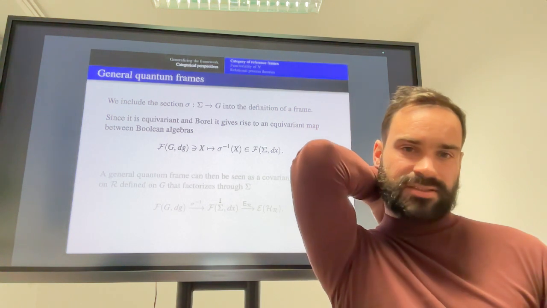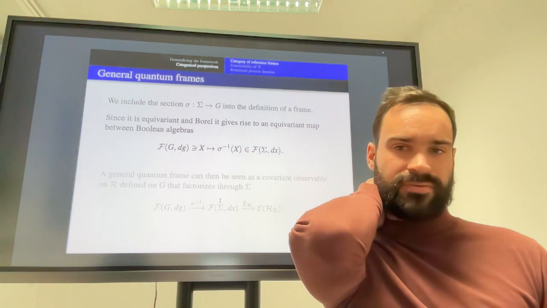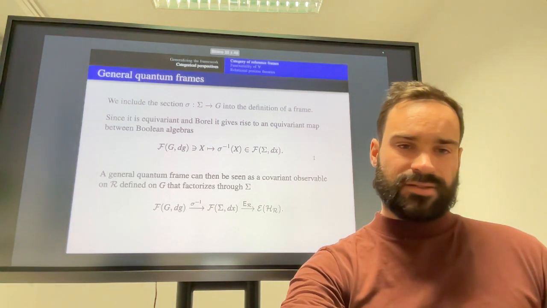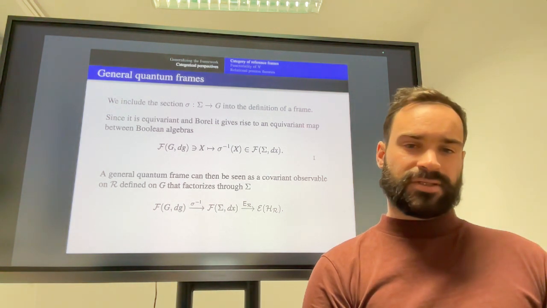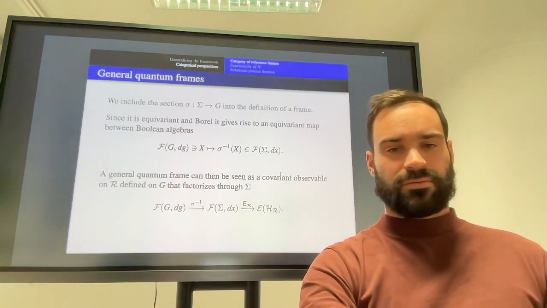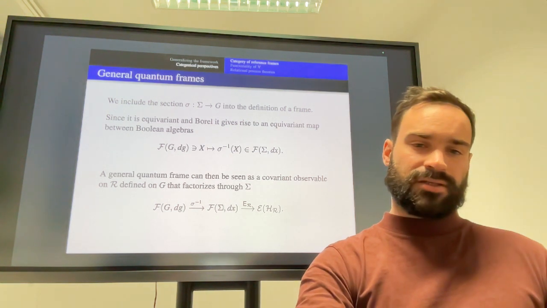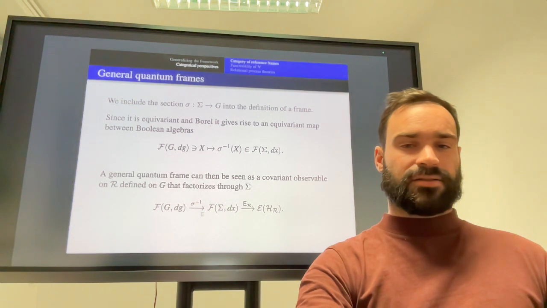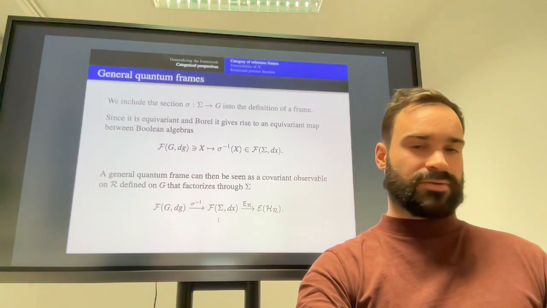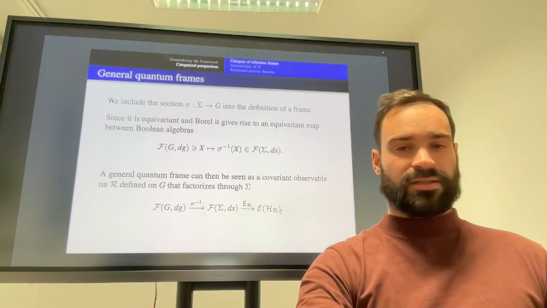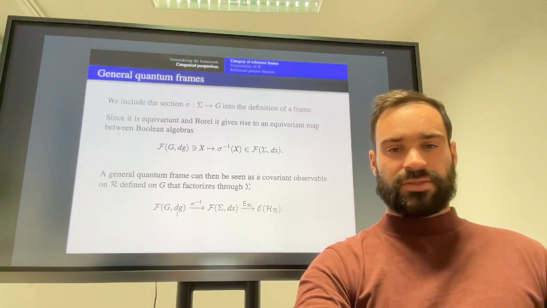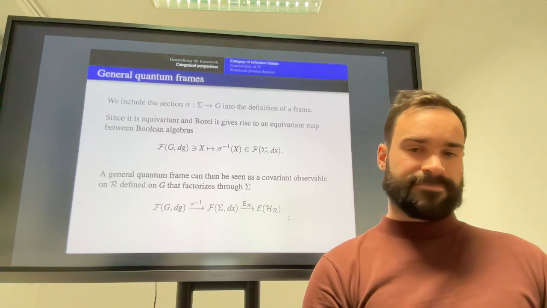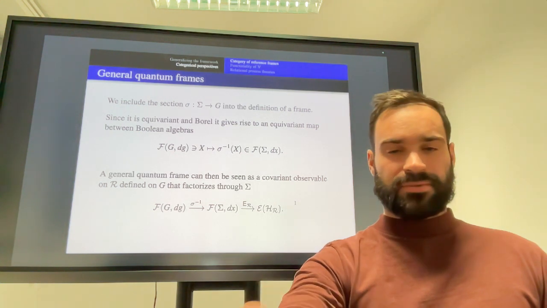Okay, so since this section is equivariant and Borel, it gives rise to an equivariant map between Boolean algebras. That's just the definition of being Borel, and therefore in this general sense, a quantum reference frame can be seen as a covariant observable. So when you compose these things, in the quantum case you get a covariant POVM that is defined on the group always, but it factors through the sigma space, the sample space of the POVM, and together they give another POVM. So I would like to treat this whole thing as a frame, which is the same as I said before. It's just the old POVM plus a Borel section that's equivariant. But it is useful to think about it in these terms, so that it's a map that factorizes.